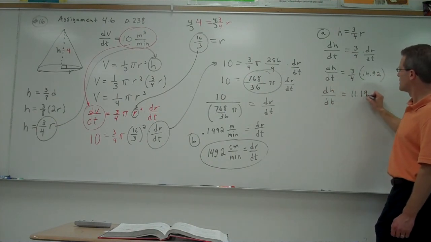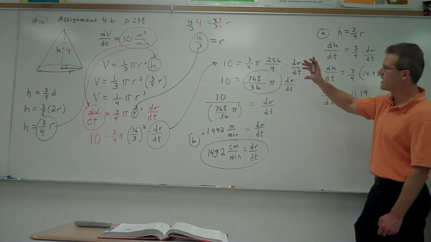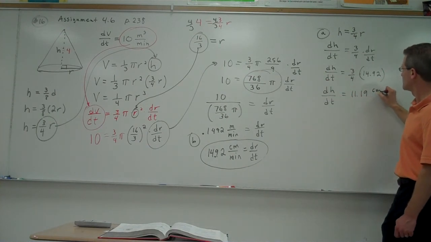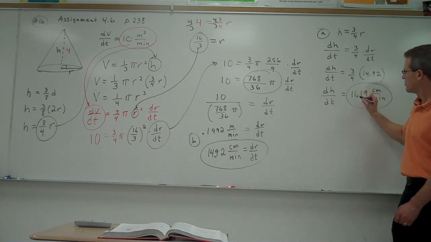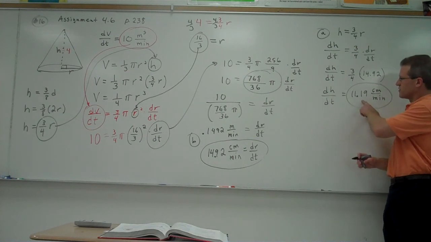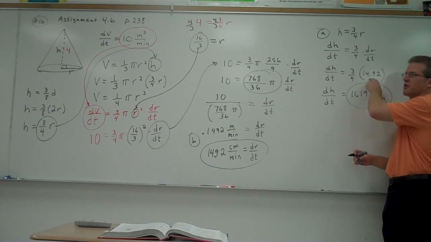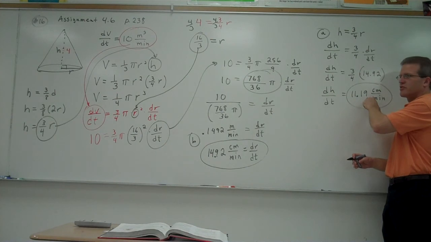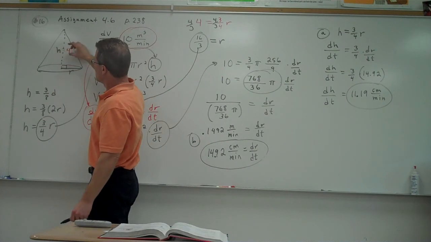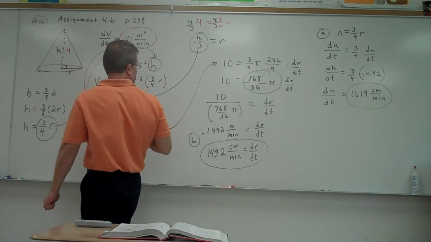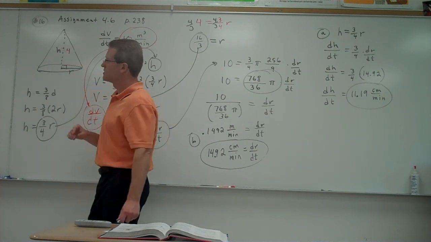11.19. And again, now this is the change in height, so it would be centimeters per minute. We don't have to convert to centimeters per minute because I used the centimeters per minute number here, so that means I get centimeters per minute down here. So the height, when this is exactly 4 meters tall, the height is increasing at 11.19 centimeters per minute.